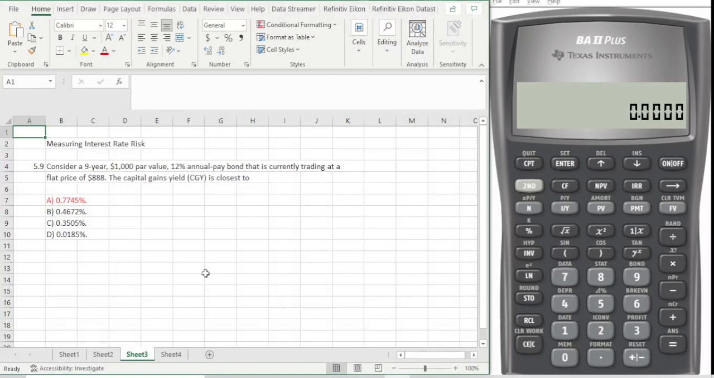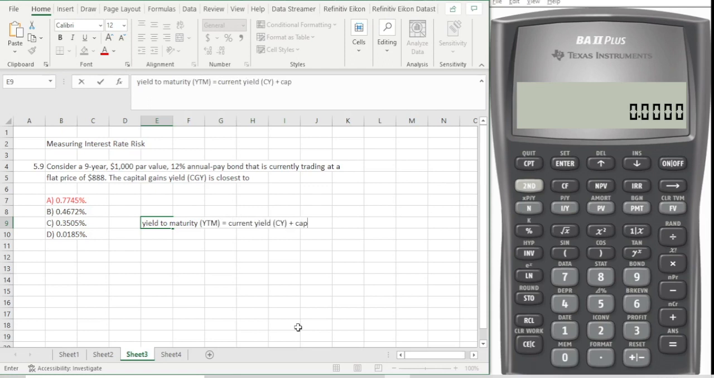Let's figure out capital gain yield. To figure out capital gain yield, we should calculate yield to maturity and current yield first, because yield to maturity equals current yield plus capital gain yield. Capital gain yield equals what? YTM minus current yield.